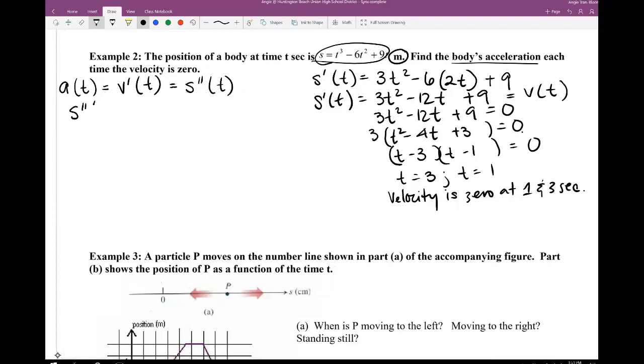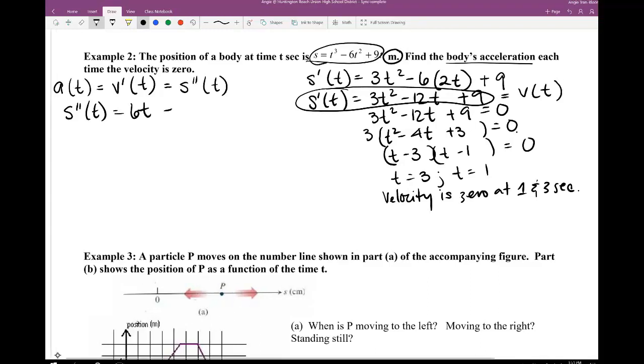So I need to take the second derivative. Second derivative of position, I'm going to use this equation right here, 3t squared minus 12t plus 9. The derivative of 3t squared is going to be 6t, and the derivative of negative 12t is simply negative 12. So now this is acceleration with respect to time. It says find the body's acceleration each time the velocity is 0. The velocity is 0 at 2 times, so I have to find both.